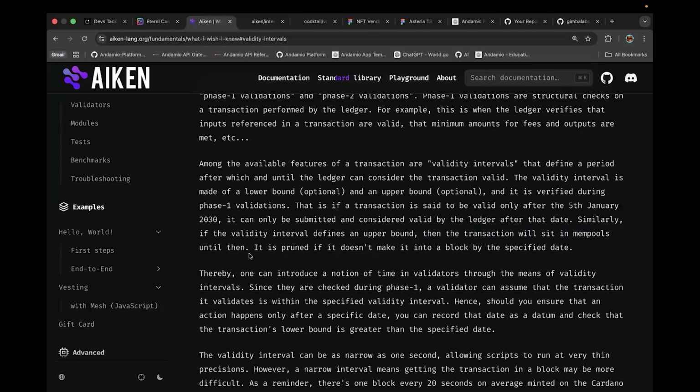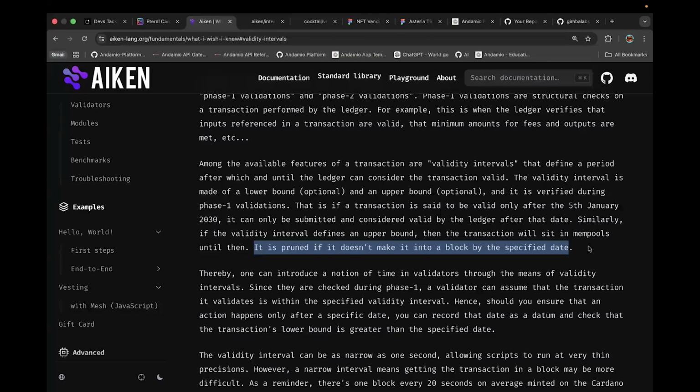It is pruned if it doesn't make it into a block by the specified date. Like an escrow or something. No, not an escrow. It's just a mempool. So it's a memory pool. That means it is waiting until then. It is pruned if it doesn't make it into the block by the specified date.